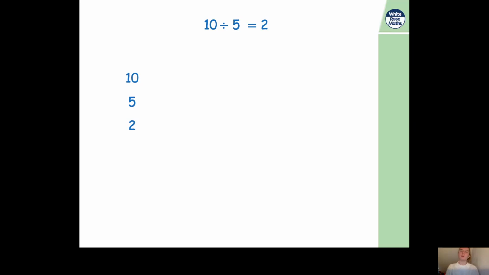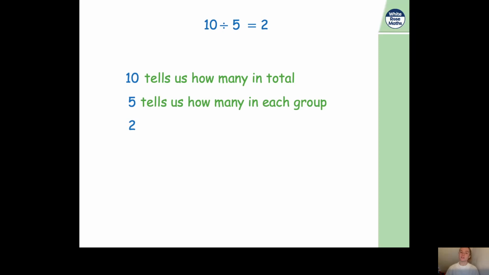Okay, so let's see if you were right. What did the 10 represent? So the 10 is in the same place as the 15 was in the last division number sentence. Yes, that's right. It's how many there are in total. Okay. Now, what did the 5 represent? 10 divided by 5. Yes, the 5 represented how many in each group. So when we group them, how many need to be in each group that we make? And then the 2, what did the 2 represent? Yes, that's right. It represented how many groups there were once we had grouped them into groups of 5.